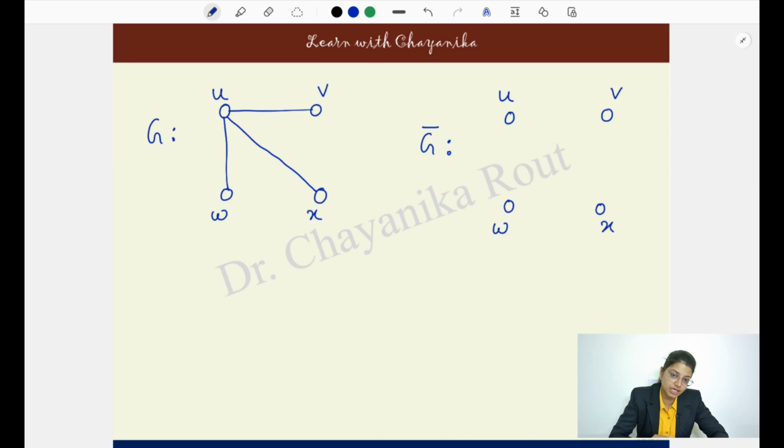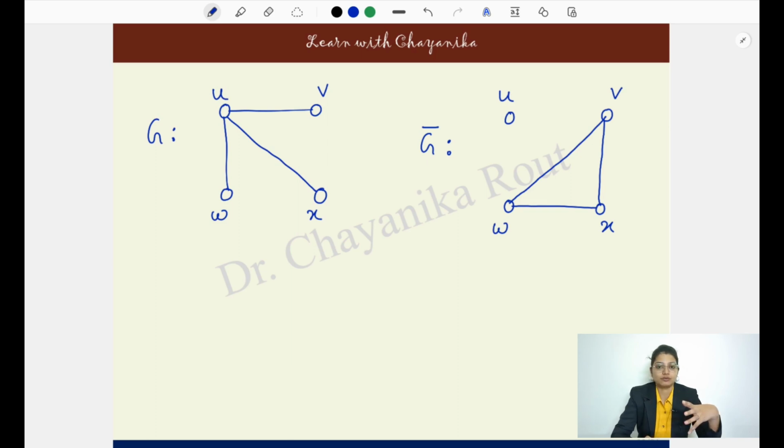Now how to find out which edges are not present in G? Any pair of vertices in G which are non-adjacent must be made adjacent in G complement. See, V and W are non-adjacent in G, so V and W must have an edge between them in G complement. V and X are non-adjacent, so in the complement they are adjacent. W and X are non-adjacent, so in the complement they will have an edge between them. And we will not have any more edges because any other pair of vertices are already adjacent in G, so they will be non-adjacent in G complement.